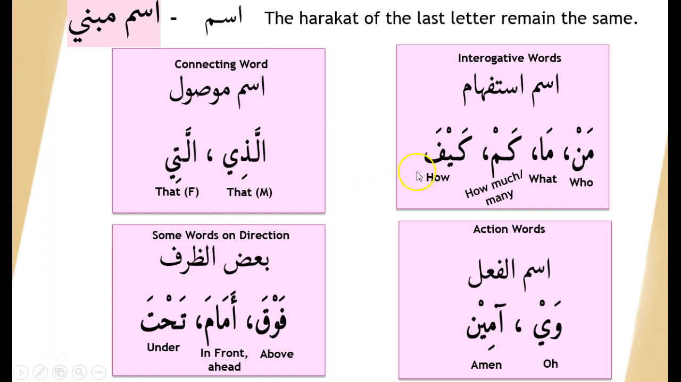And then we have the interrogative words: man, ma, kam, kaifa. These are the interrogative: who, what, how much, how. And the last one, the action words like wala dhalin, amin, but some seldom appear in the Quran. So we need to take into mind that some of these words, which they call the connecting words, are mabni, and they do not change the vowel of the last letter. They remain static regardless of their position.